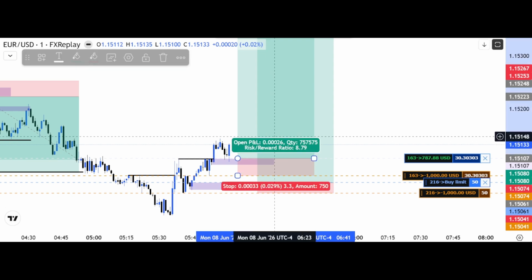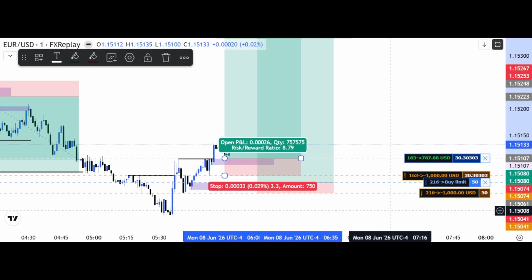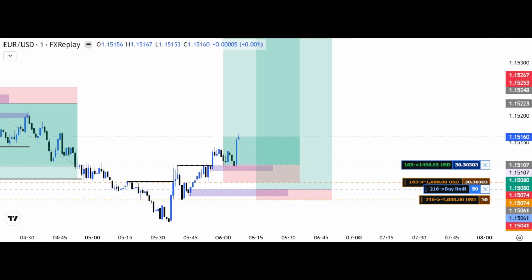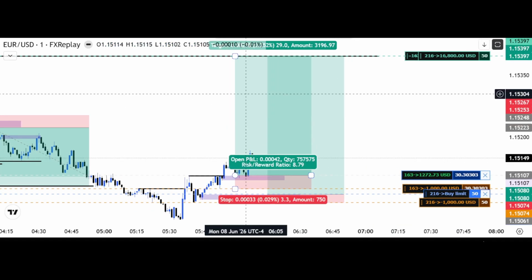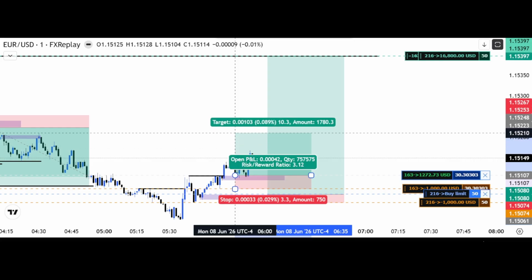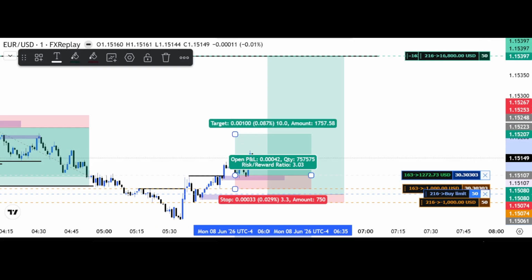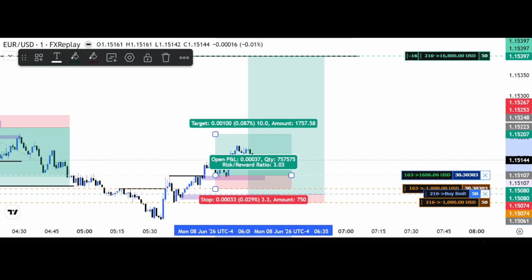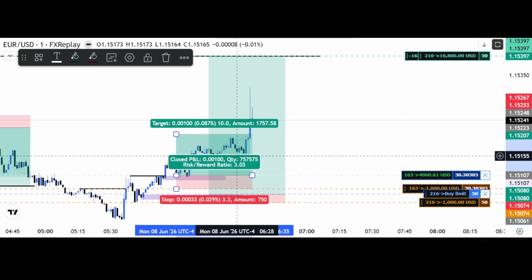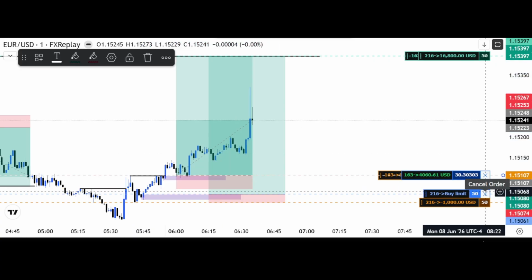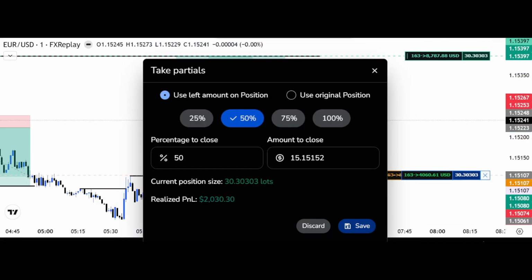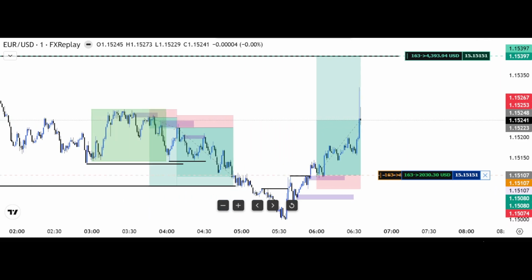Okay, this one is active. But when do we cancel this one? Wait for it. Wait at least to hit 1, 2, 3. Okay, now we can cancel this one and partial this one 50%. Just like that.